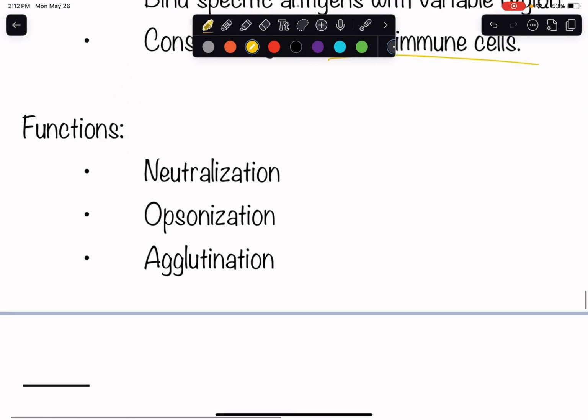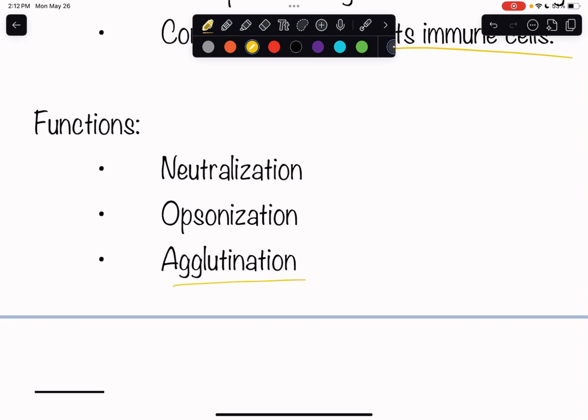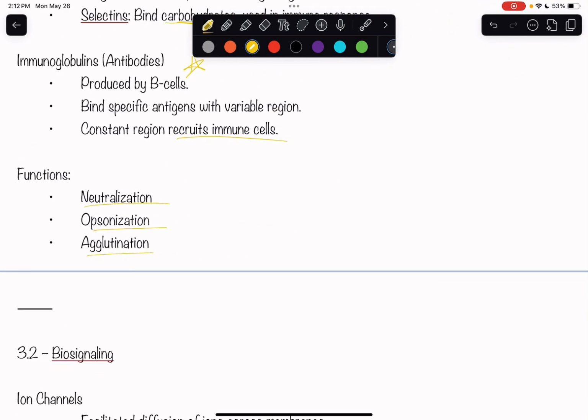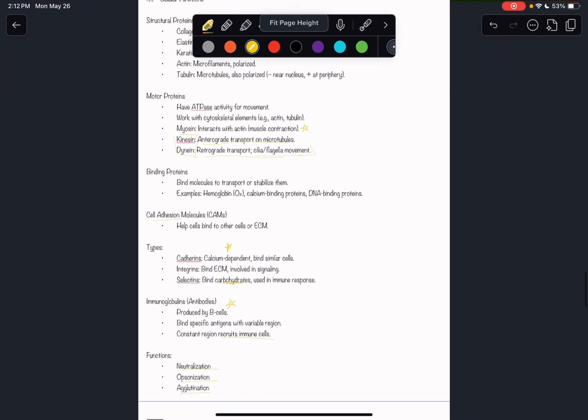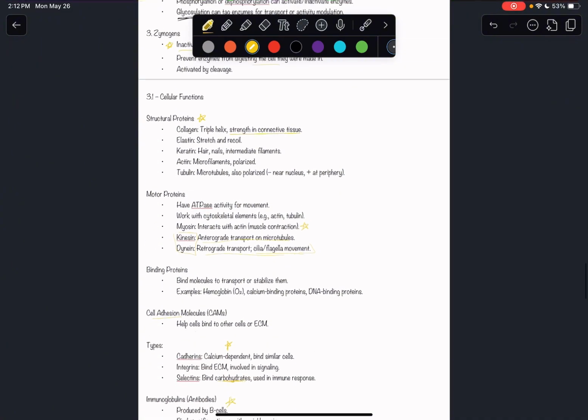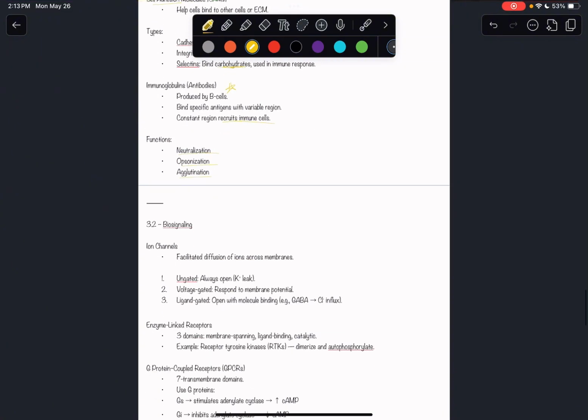And then functions of them is aggregation, opsonization, and neutralization. Okay, and that is all you need to know about cellular function. So next we're going to get into biosignaling.